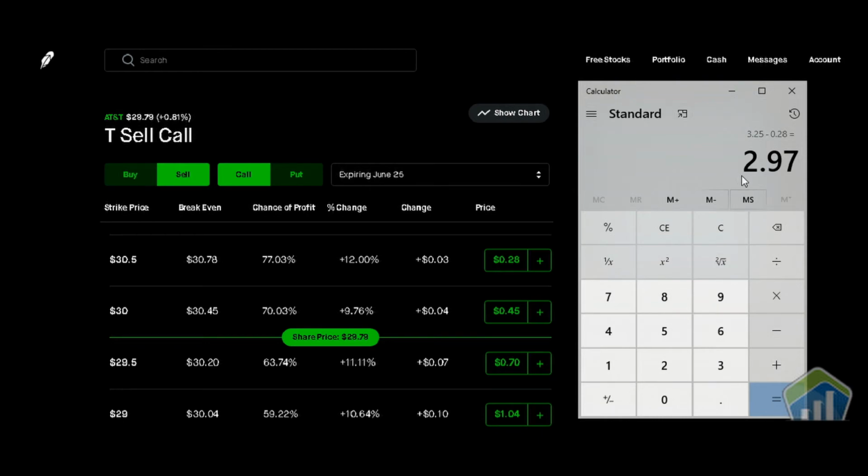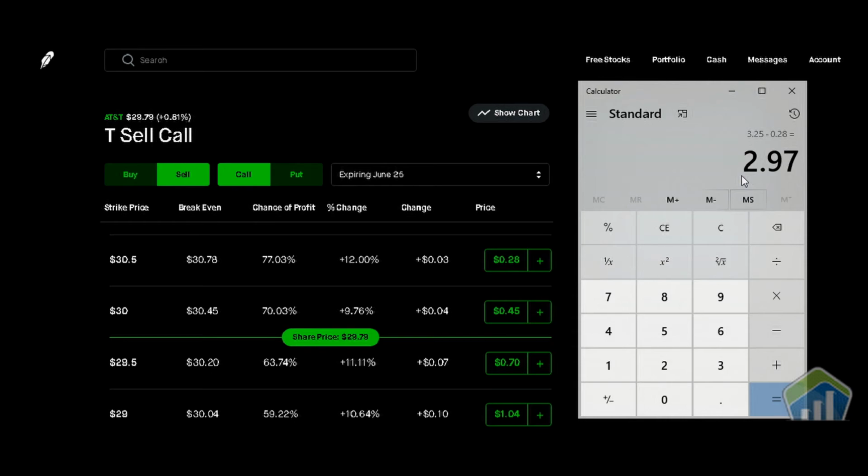So anything below $2.97 for me is going to be negative. Anything above $2.97 or $2.98 is going to be profit. $2.97 is going to be break even. $2.98 is going to be profit, right? So anything above that, I'm going to be good.